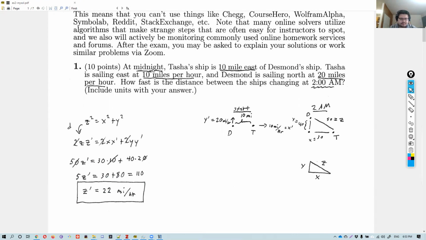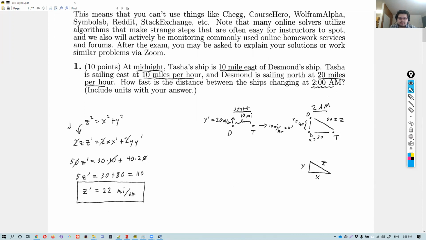At the starting time, which is at midnight, we have that Tasha's ship is 10 miles east of Desmond's. So that's this diagram here. Desmond's ship is there, Tasha's ship is there, 10 miles east. And we have some information about how quickly and in what direction the 2 ships are traveling. So from that, we can calculate the position of the ships at 2 a.m.